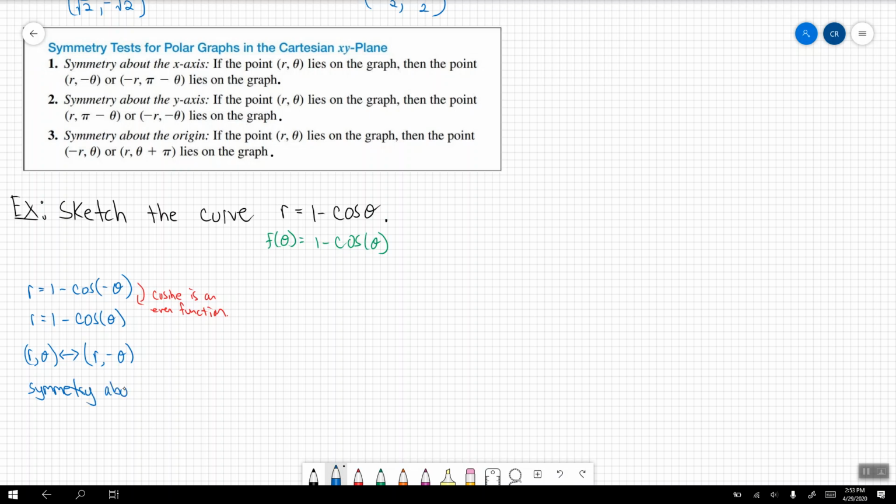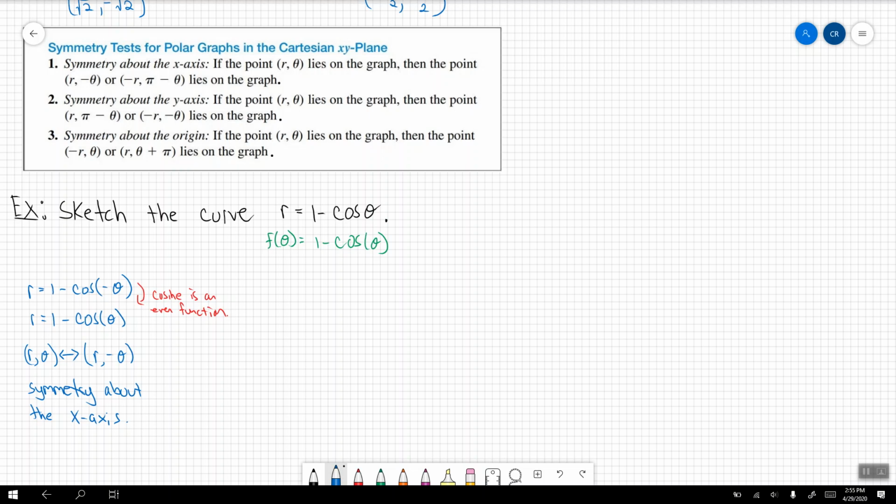All right, so perfect. I just found symmetry about the x-axis, and again, we can go through the whole process and say, hey, symmetry about the y-axis doesn't happen, and symmetry about the origin doesn't look like we're going to have either. So all we're going to have to do now is go through some of these points in order to generate the curve. That way we can get a good picture of this graph.